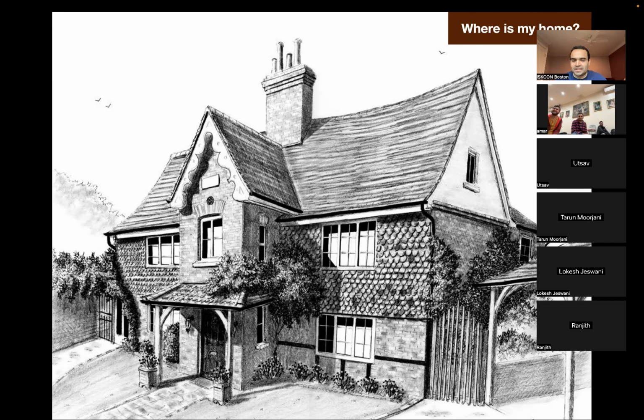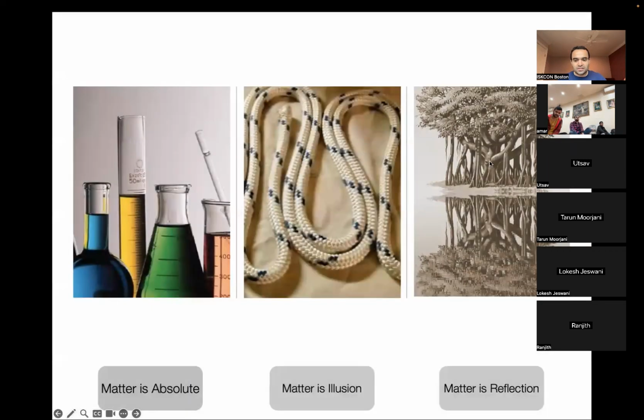So, in the previous session, we began with this question: where has the Atma come from? And that led us to a very fundamental question about various theories of existence.